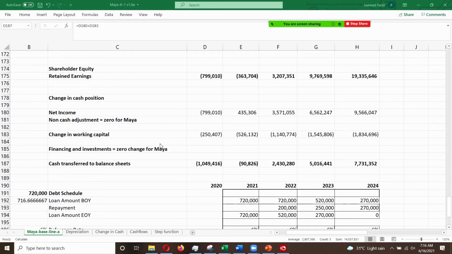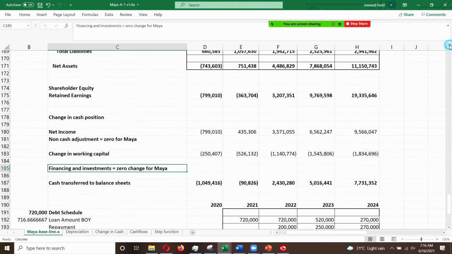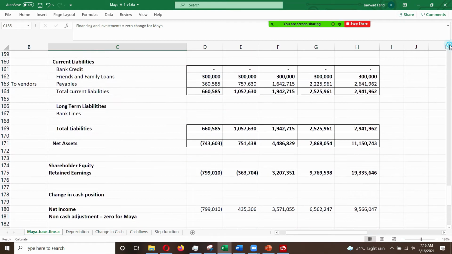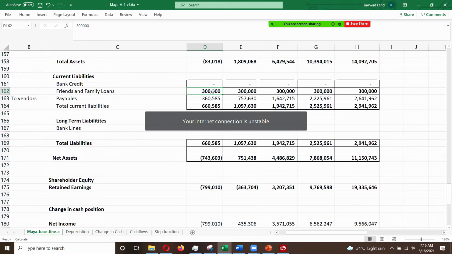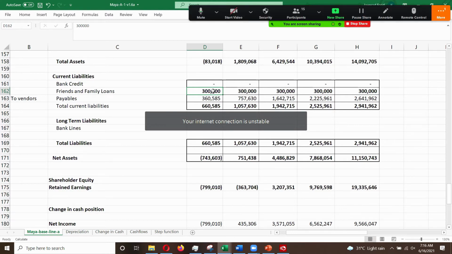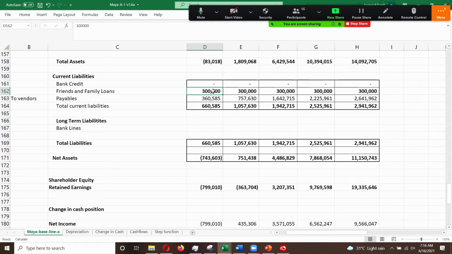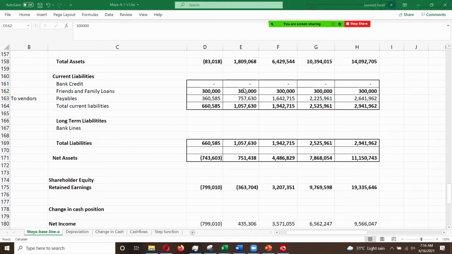So now there is one error in this, and that error is this financing and investment, zero change for Maya. This is actually not true. It's not true because we have an opening balance of 300,000 in the first year. So we borrowed money from friends and family, and so far as we're concerned, that money stays on the balance sheet. It's not gone anywhere else. So it's friends and family loans. Basically, both husband and wife borrowed money from their individual set of parents, and they use it to buy inventory at the start of the cycle. And they've been repeating this for a while, but this essentially is a source of cash.